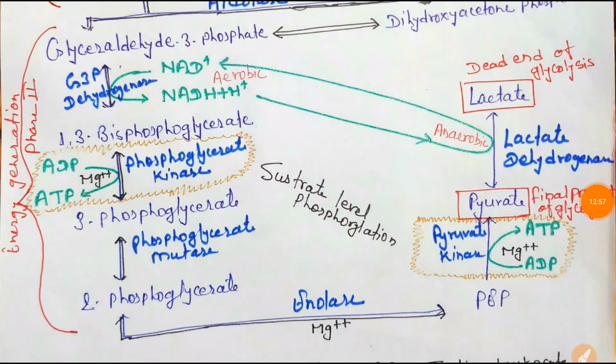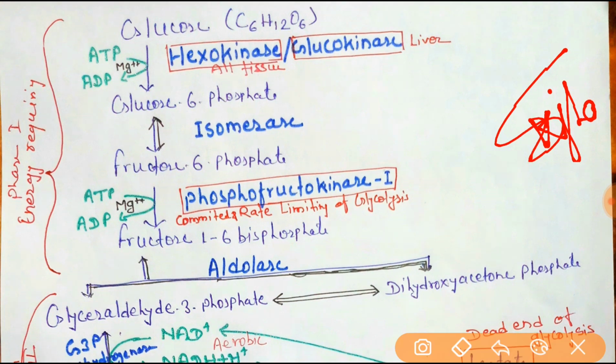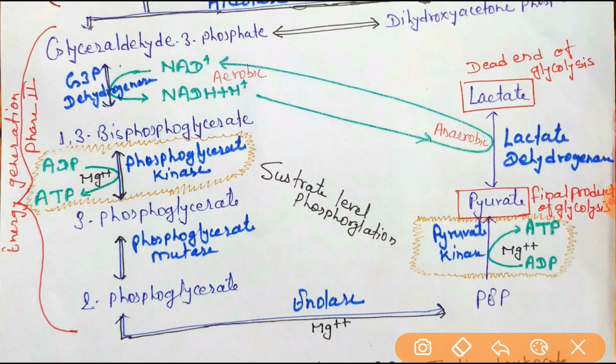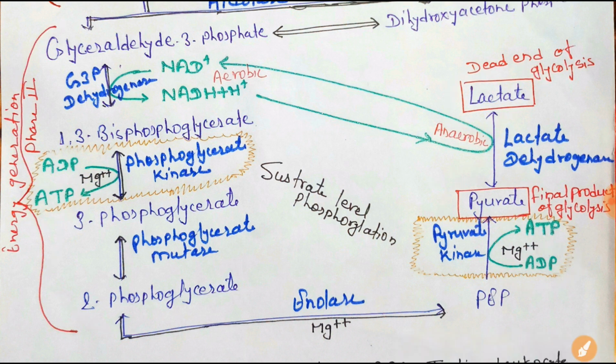So here you have to remember that the first phase includes glucose to fructose 1,6 bisphosphate, and phase 2 reaction includes fructose 1,6 bisphosphate to the pyruvate and or lactate, which are energy generation, as ATP is formed. Then in this reaction you have to remember the irreversible steps.